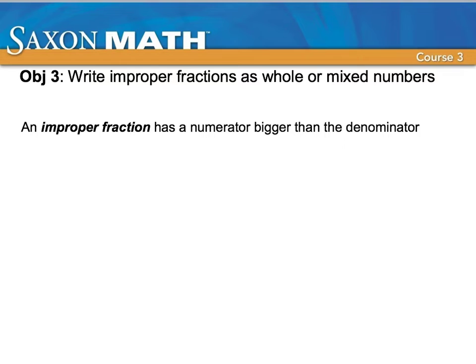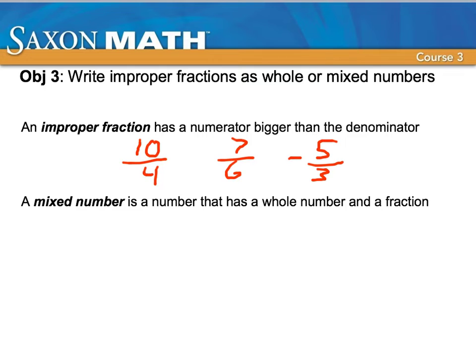First one, an improper fraction. An improper fraction has a numerator that is bigger than the denominator. So an improper fraction has a top number bigger than the bottom number. So it could be 10 over 4, or 7 over 6, or negative 5 over 3. It could be positive or negative, just the top number has to be bigger than the bottom number. So that's what an improper fraction means. And we're going to take those and write those as whole numbers or mixed numbers.